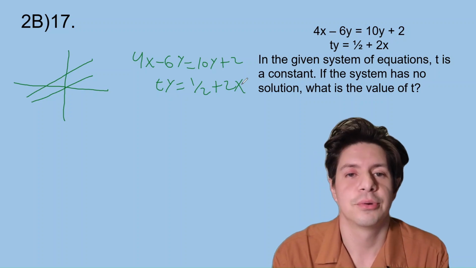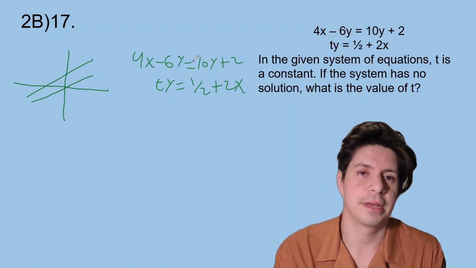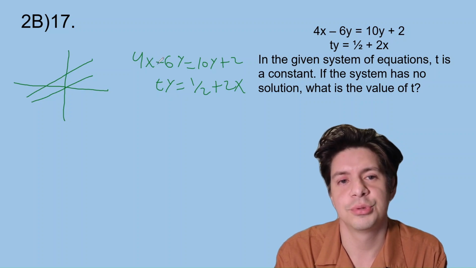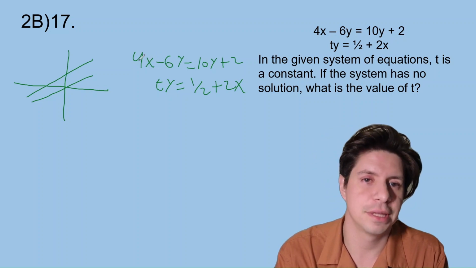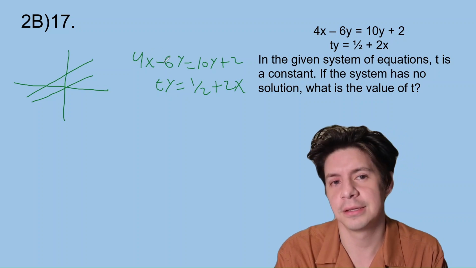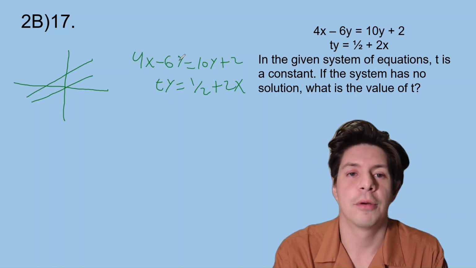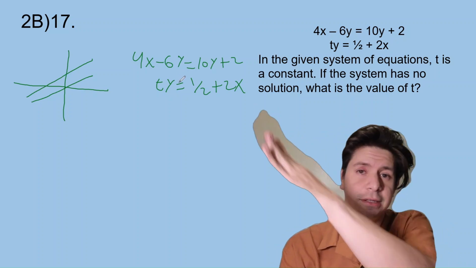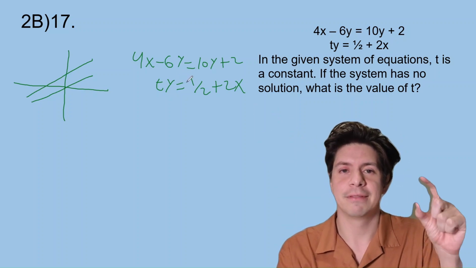Okay. So what that means is they have the same slope. How do we get the same slope? That is when the coefficient on the x and the coefficient on the y are proportional in the two equations. So they're not the same equation. If they were the same equation, they'd have infinite points crossing, but they have the same slope.